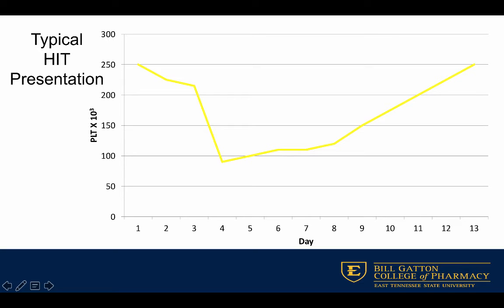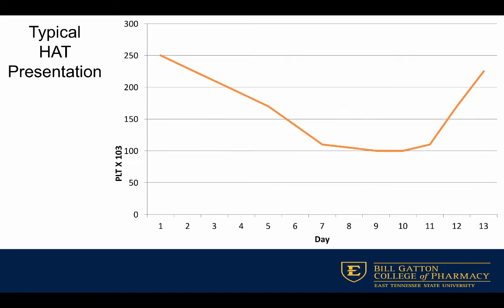You'll see a very modest decline with a sharp, drastic decrease in their platelet count. There will be a nadir, which is the lowest platelet count that is measured, and then there'll be somewhat of a plateau where the platelet count either stays the same or maybe slowly increases over a period of a few days, and then the patient's platelet count will begin to recover back to baseline. So that would be a typical heparin-induced thrombocytopenia presentation.